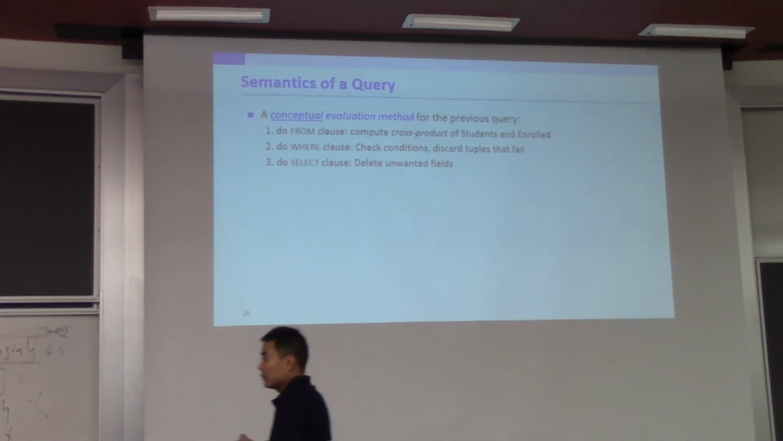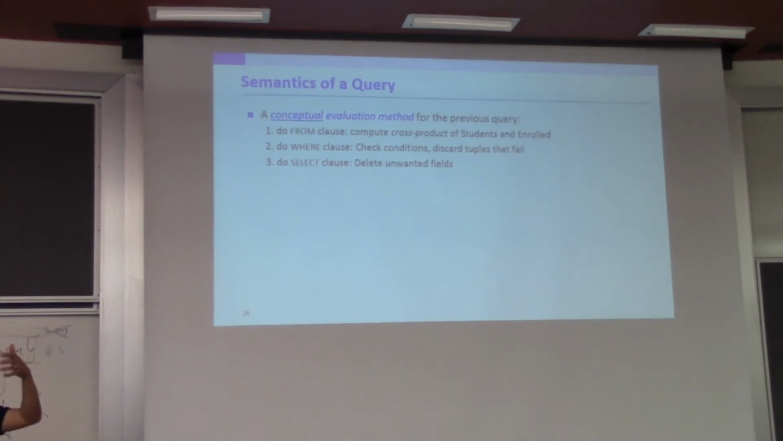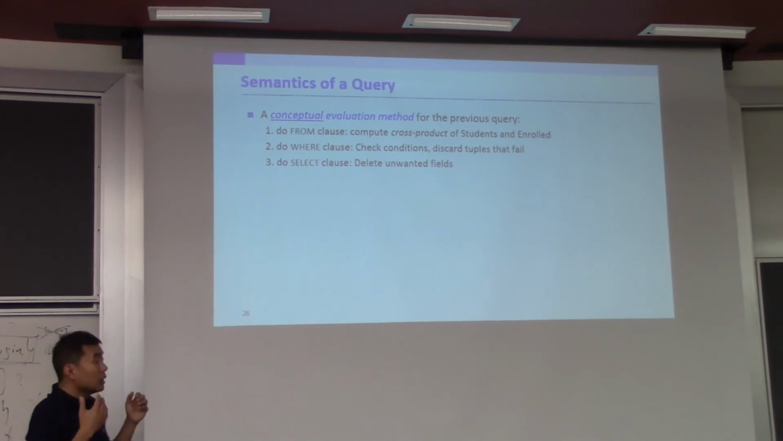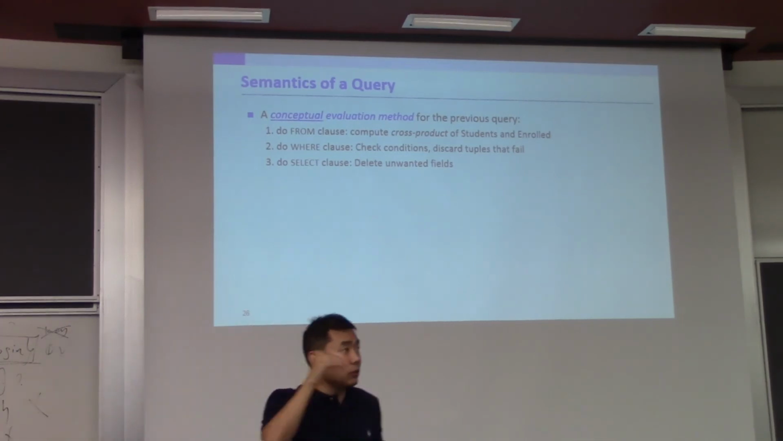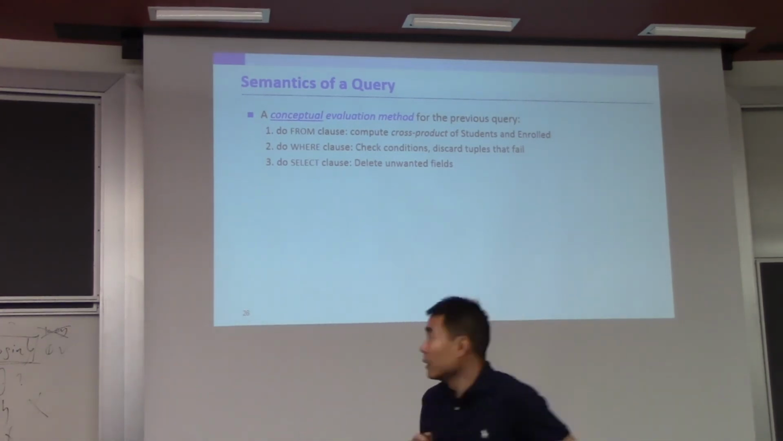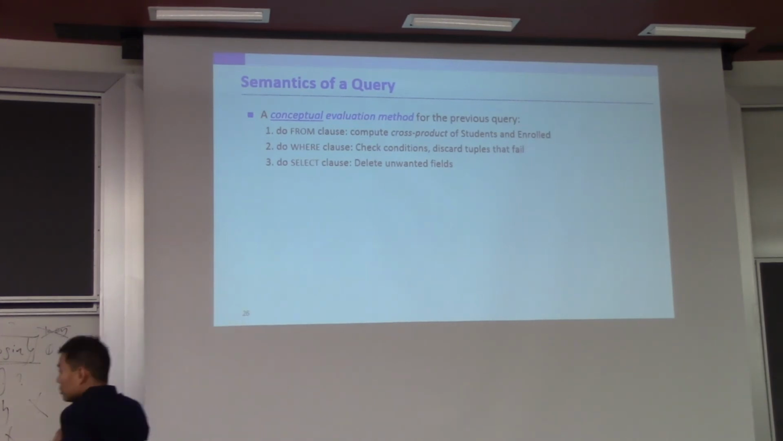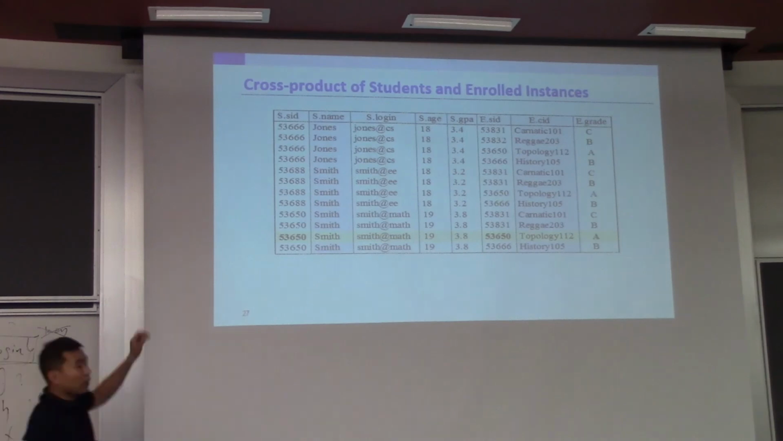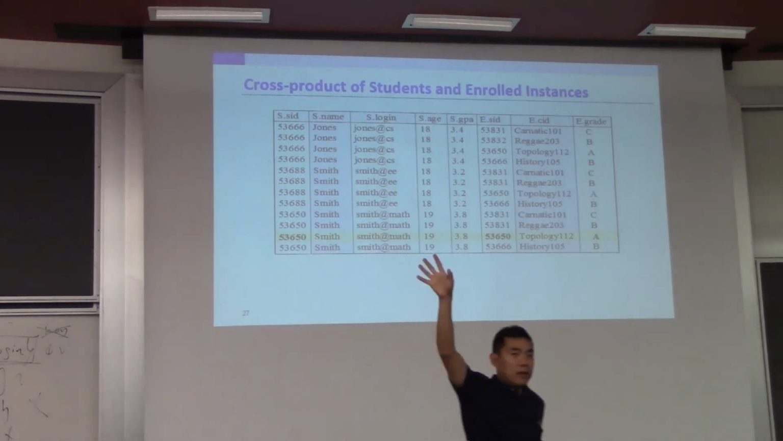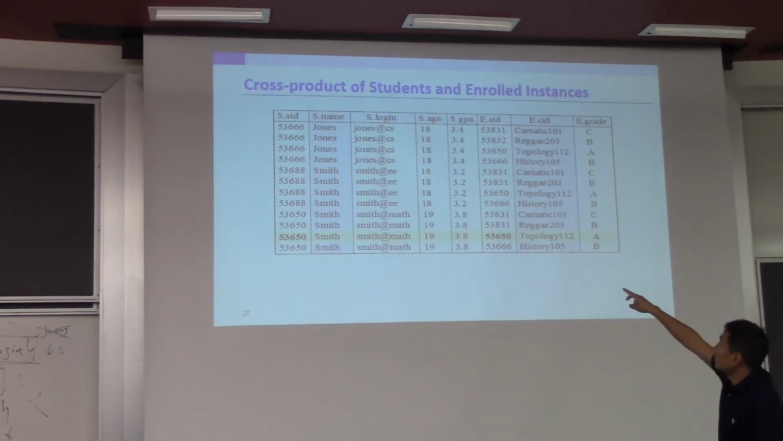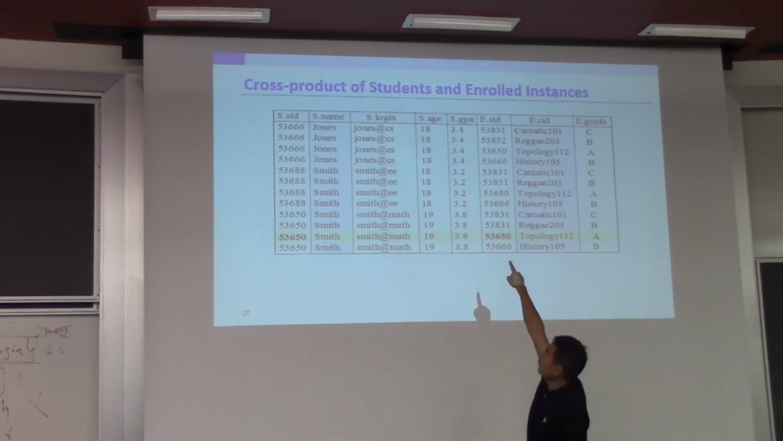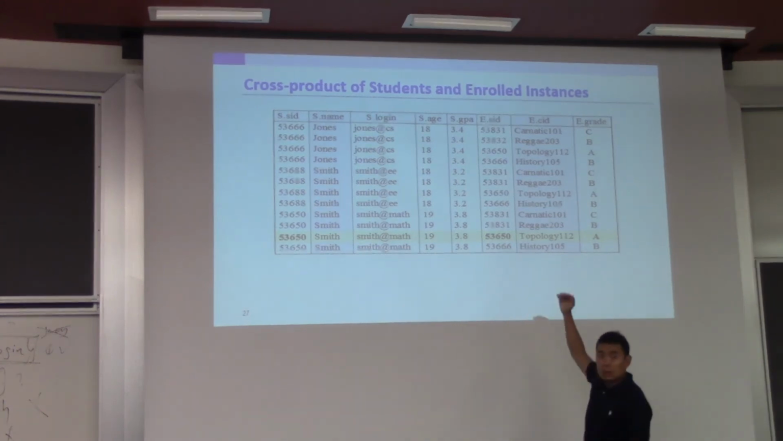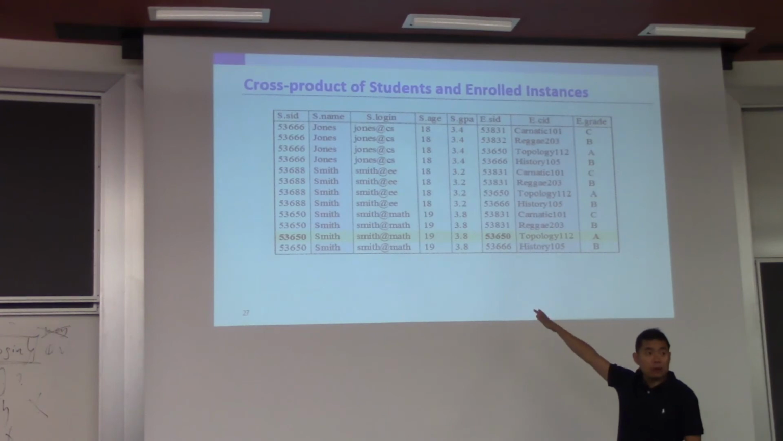Really, really simple concept. So the first step, you compute the cross product from the from clause. Then you check the where clause against each record in the cross product. And then finally you do the select clause. So this example illustrates what's happening in the query before. So this is each student record paired against each enrolled record. So that's the cross product we got.